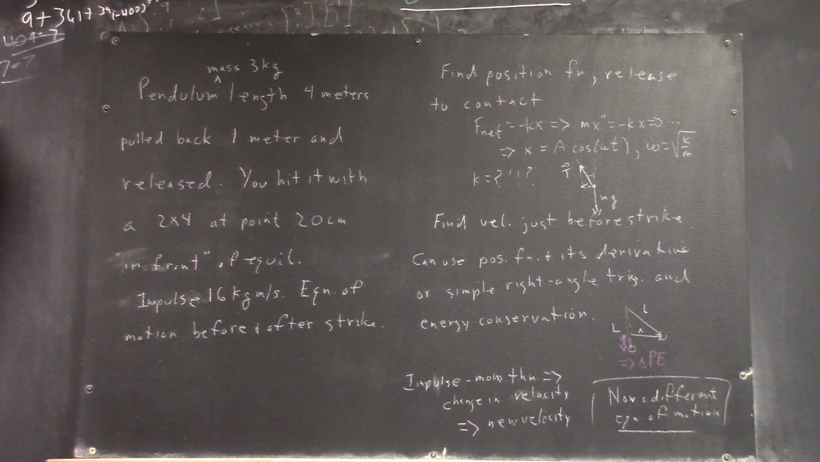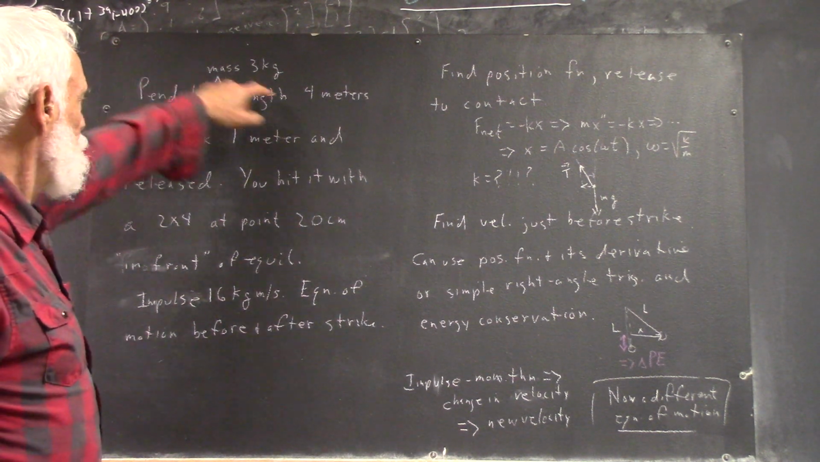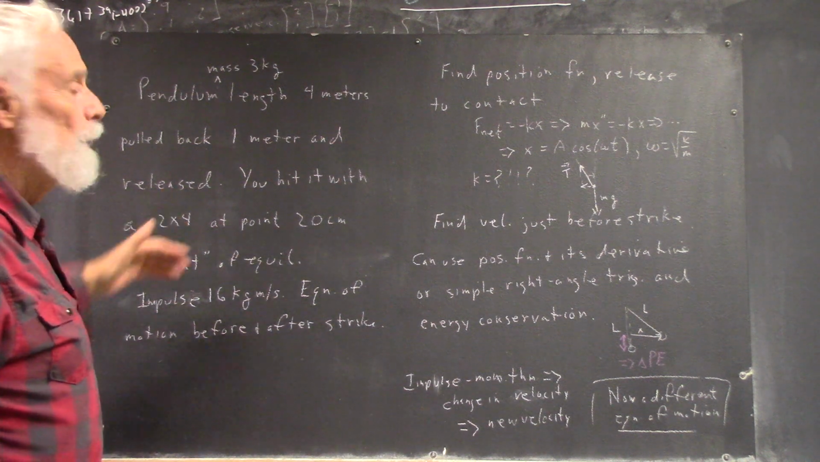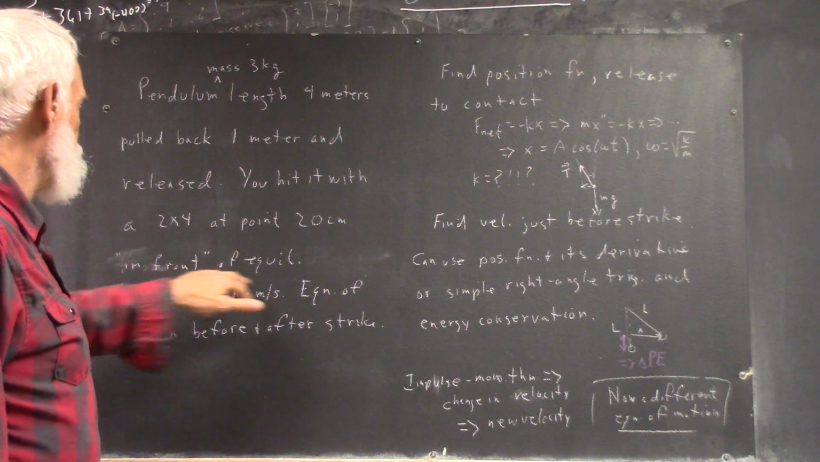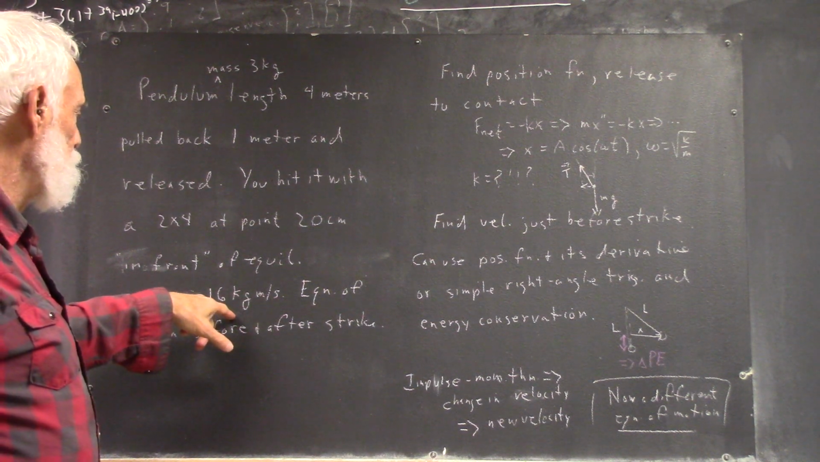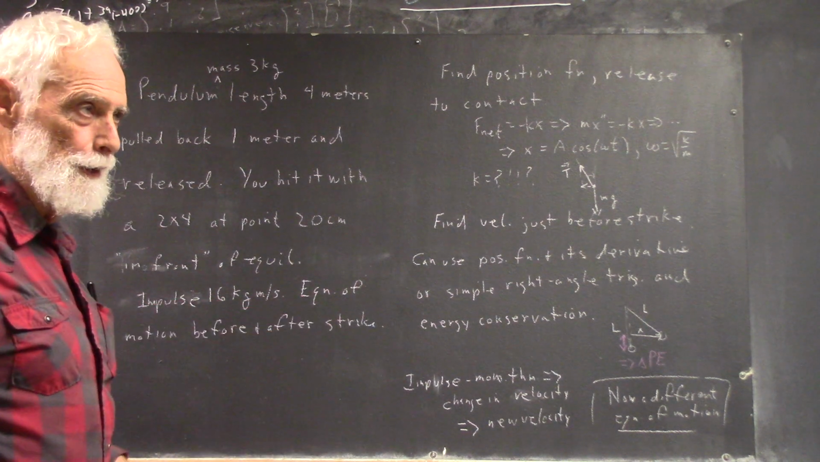Okay, so we did a lot of discussion on this problem. Got a pendulum that's 3 kilograms, length 4 meters, pulled back a meter and released. You hit it with a 2x4, hit a point 20 centimeters in front of equilibrium, impulse 14 kilogram meters per second. What's the equation of motion before and after the strike?